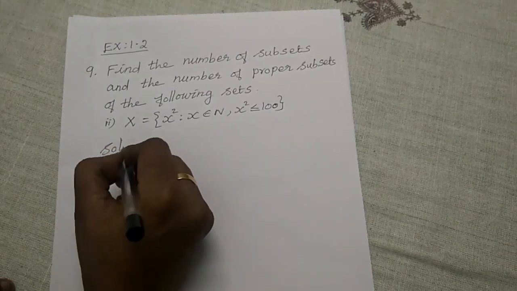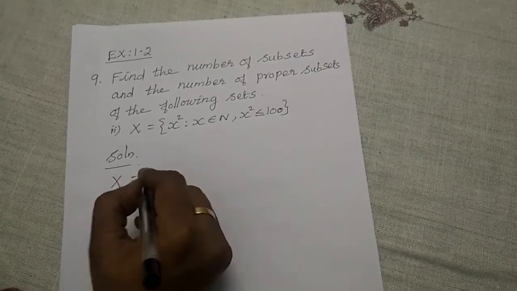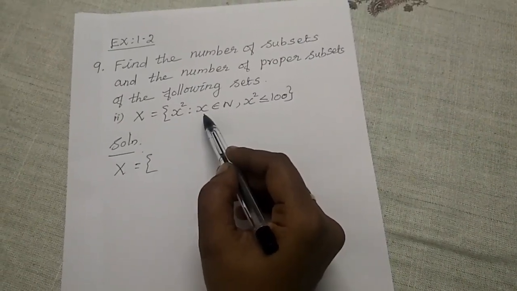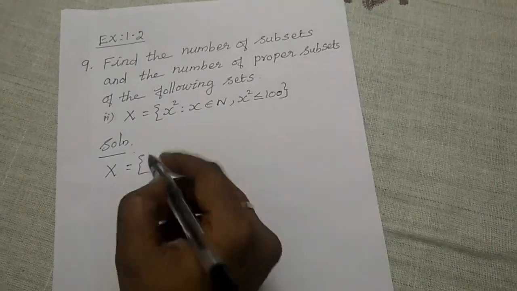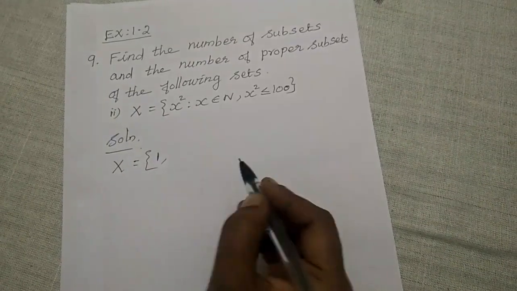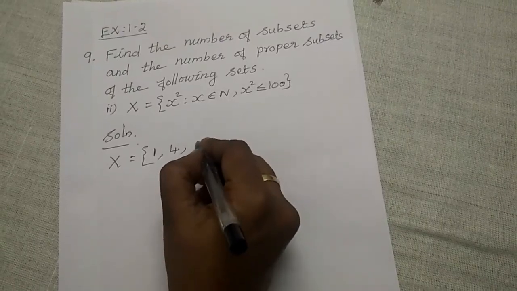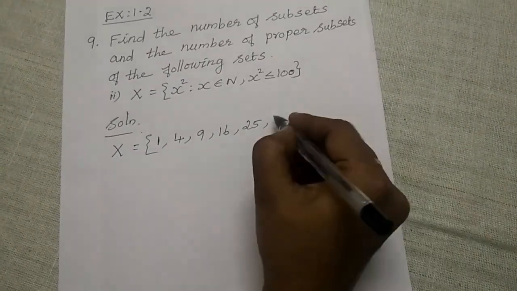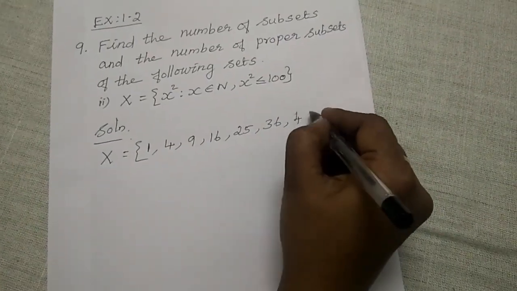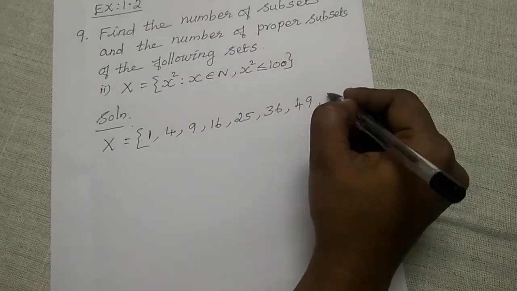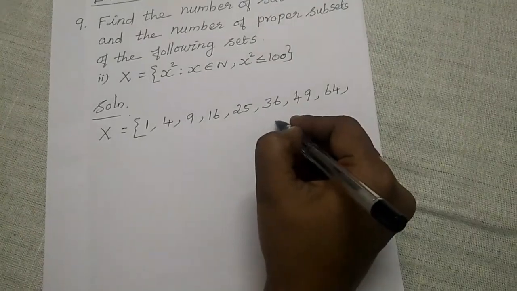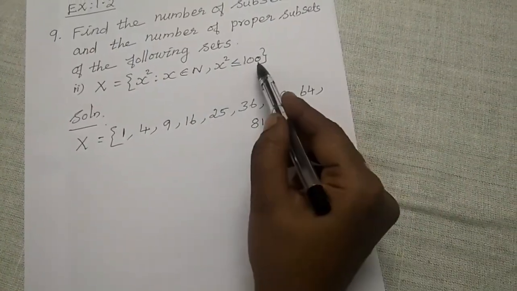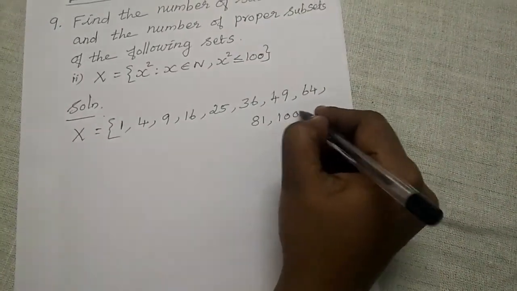Then solution, X equal to, first we have to find out the roster form. Write in the roster form. Then in the x place we have to substitute 1, 2, 3, etc. 1 square is 1. Then 2 square is 4. 3 square is 9. 4 square is 16. 5 square is 25. 6 square is 36. 7 square is 49. 8 square is 64. Then 9 square is 81. Then 10 square is 100. 100 also we have to take. Why? Because x square is less than or equal to 100. So up to 100 we have to write.